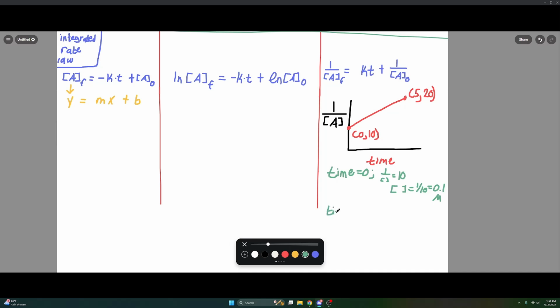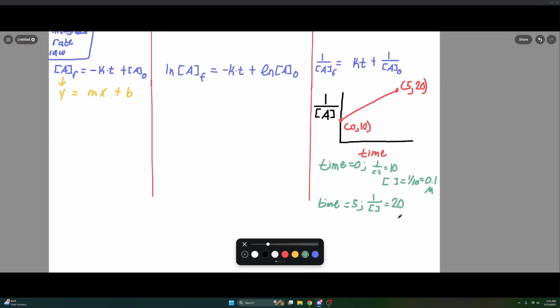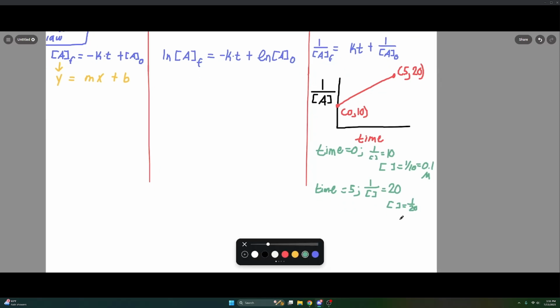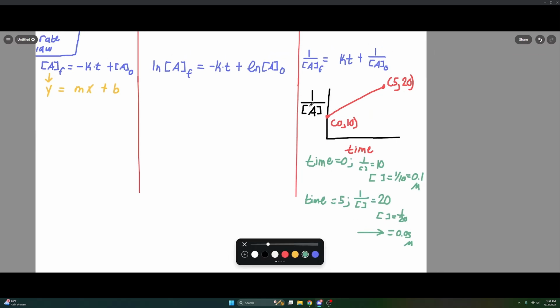Then at time equals 5, my 1 over concentration would be 20. That means my concentration is 1 over 20, which is 0.05. So my concentration, although it looks like it went up on the graph, actually went down. And that's because it's a reciprocal graph. So the larger the y value is, actually the smaller your concentration is.